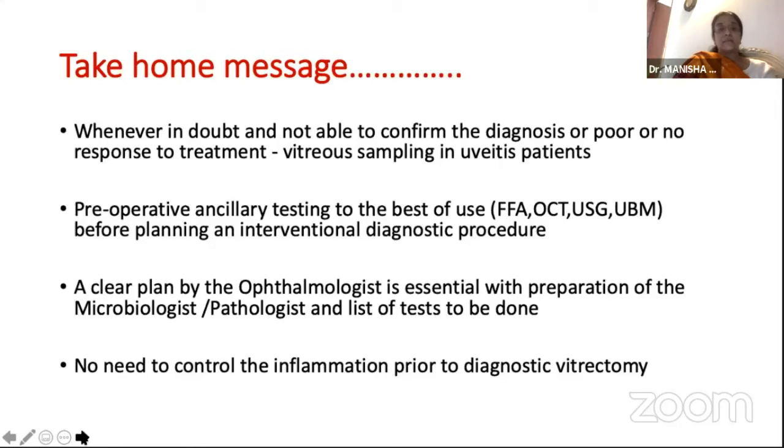A clear plan by the ophthalmologist is essential, with preparation of the lab personnel, the microbiologist, and the pathologist, and they should exactly be made aware of the sample being sent and what exactly you're looking for. There is no need to control the inflammation prior to a diagnostic vitrectomy because you are actually wanting a sample in hand which can add to the diagnosis of the patient, and then subsequently you can modify the management of the patient.